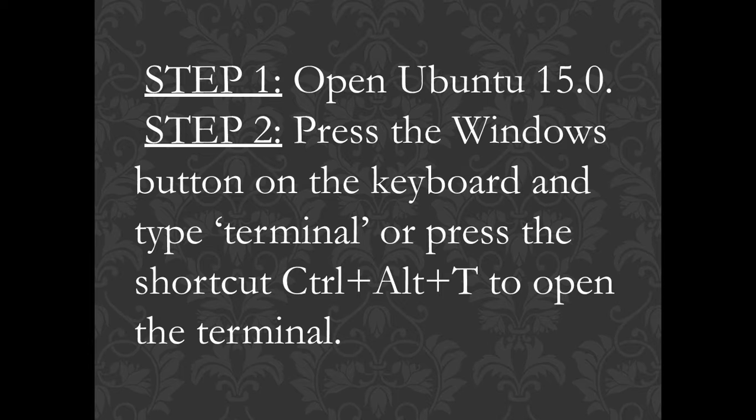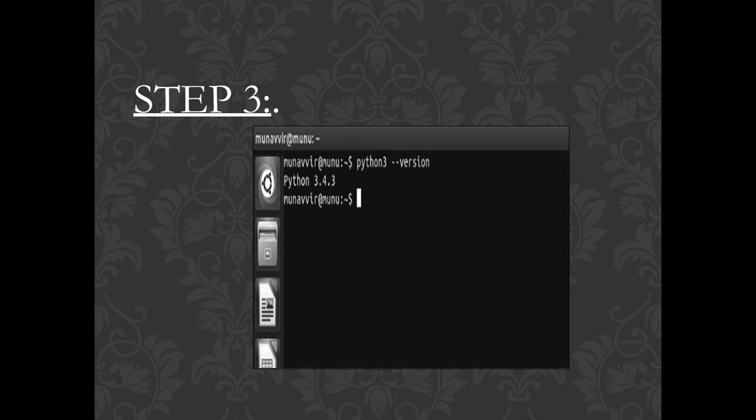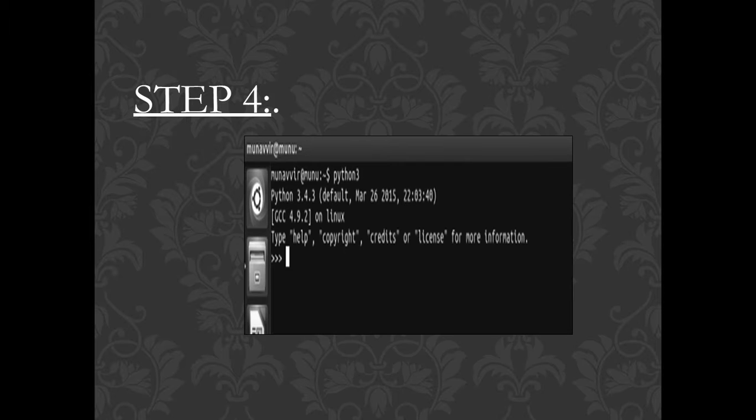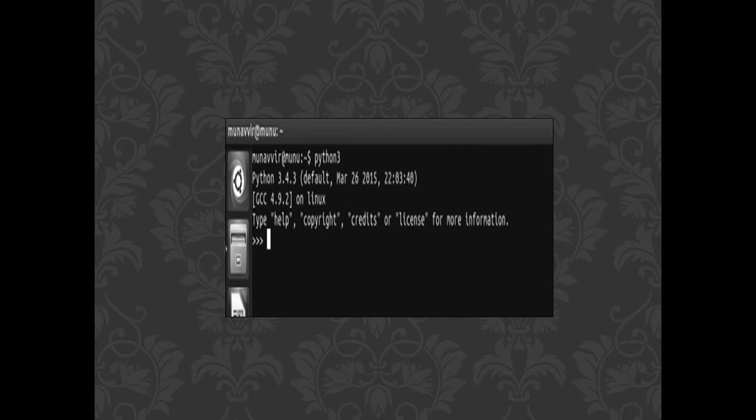Step 1. Open Ubuntu 15.0. Step 2. Press the Windows button on the keyboard and type Terminal, or press the shortcut Ctrl+Alt+T to open the terminal. Step 3. Once the terminal is open, type python3 --version to check if it is installed. Step 4. To launch the command line mode or interactive mode of Python 3.x in Ubuntu, type python3 on the terminal. We can see the command line mode of Ubuntu has been started and the programmer is ready to give instructions to Python.